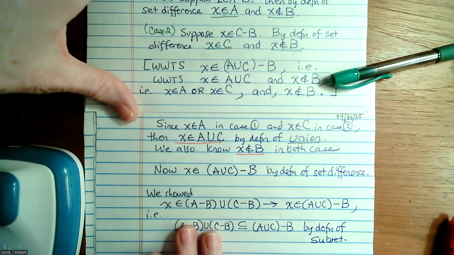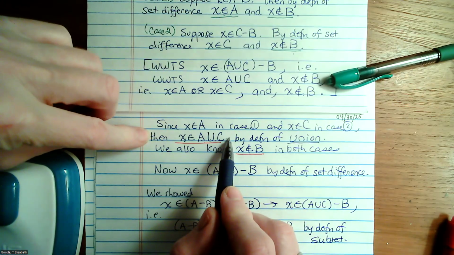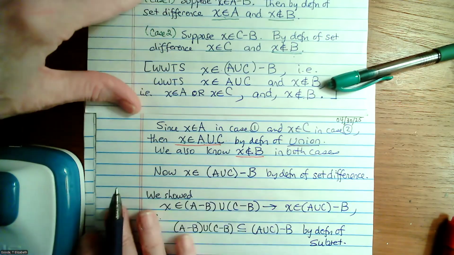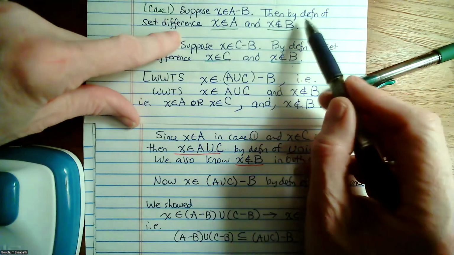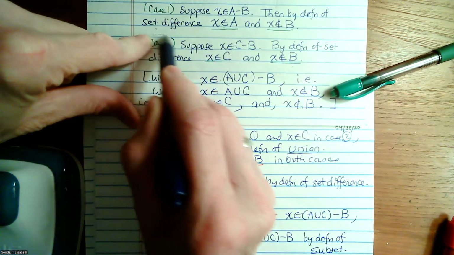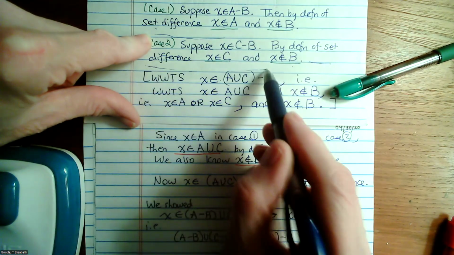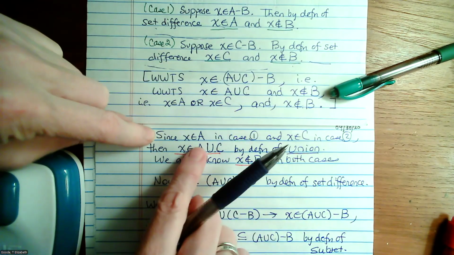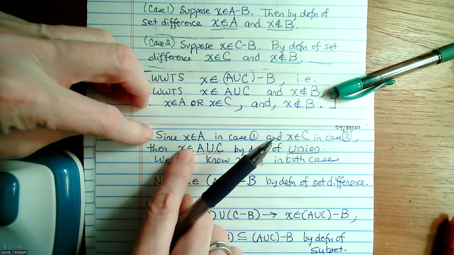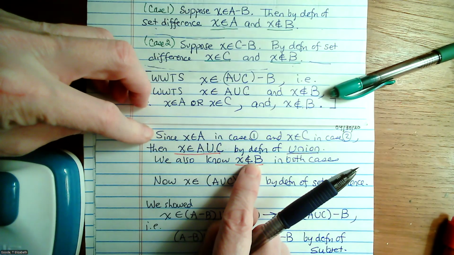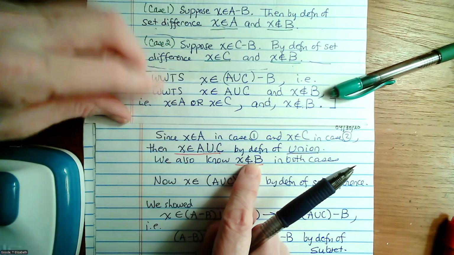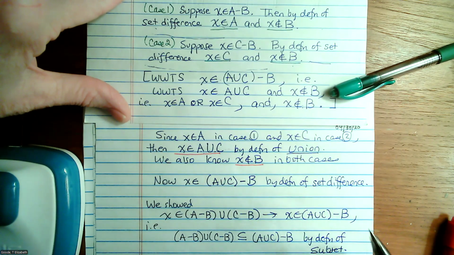Now, like I said, that's not the only way to write the proof. What we did here to get X in A union C, we could have done that here, and we could have done it here, so that by the time we get to this stage, we would already have had that X is in A union C, and X is not in B in both cases. You see what I mean? So that's just a matter of choice.